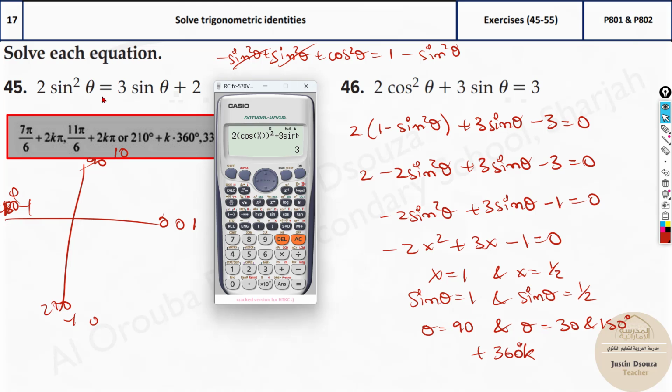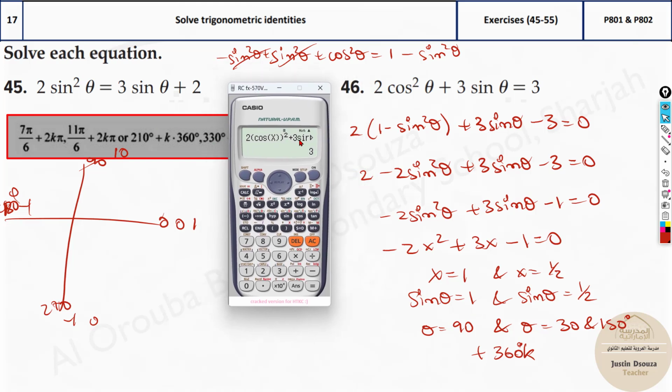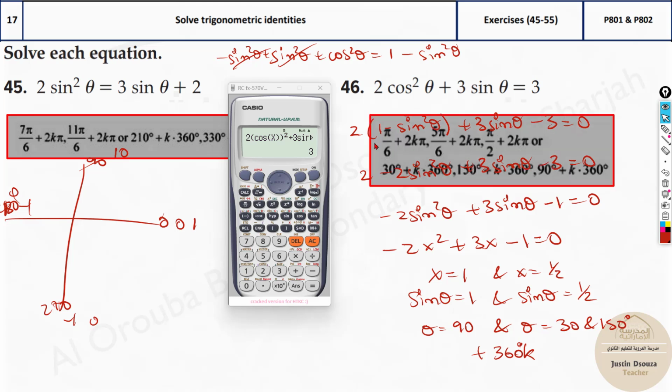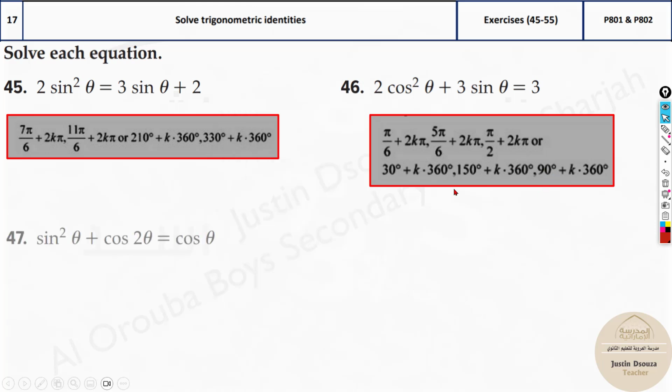So this checking is very important to eliminate the extraneous solutions, which might be the solution over here when we solve it, but may not be true to the equation. So this is important. So that's how we solve this problem. And you can see the solutions are given over here. 30, 150 and 90. Yes, those were the solutions we got.